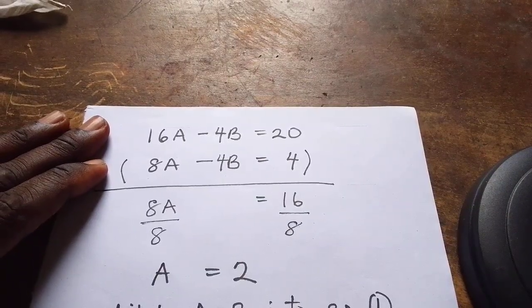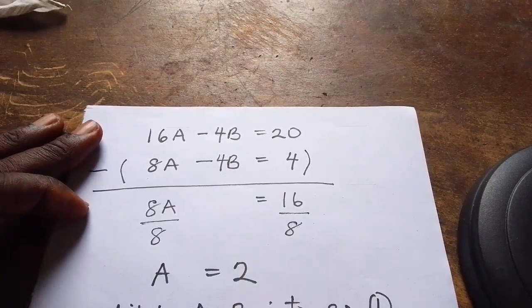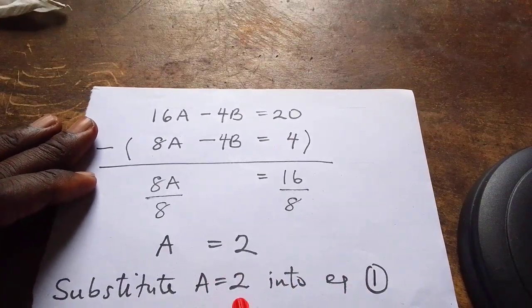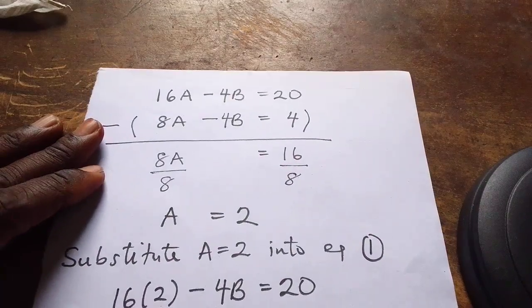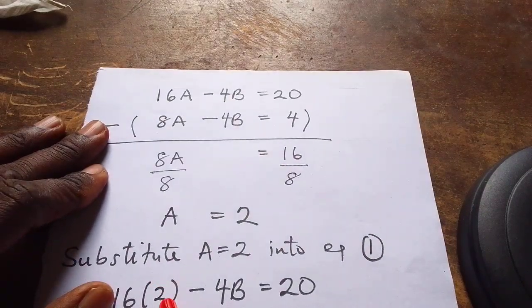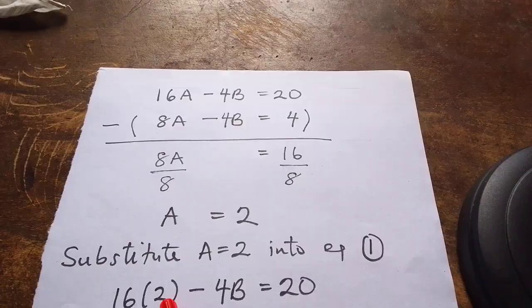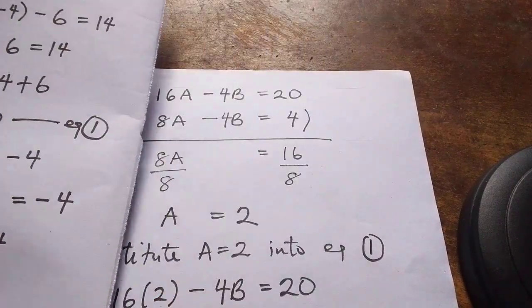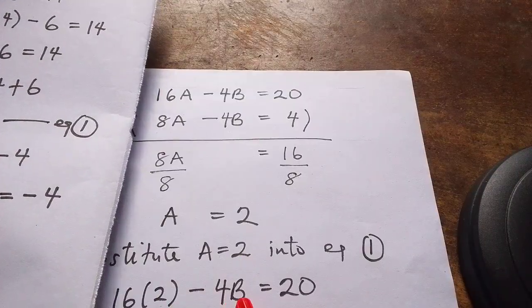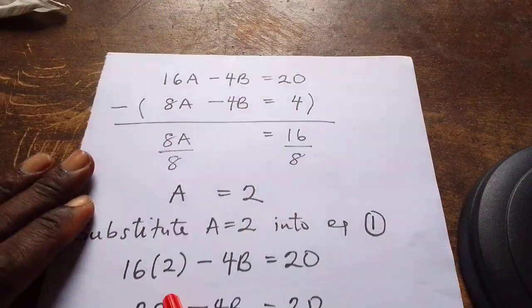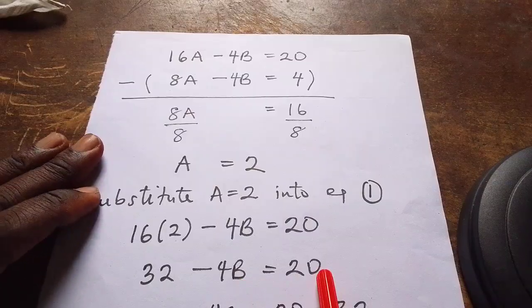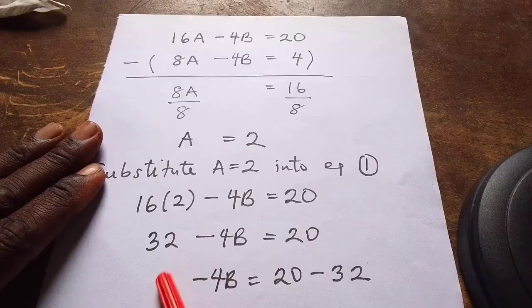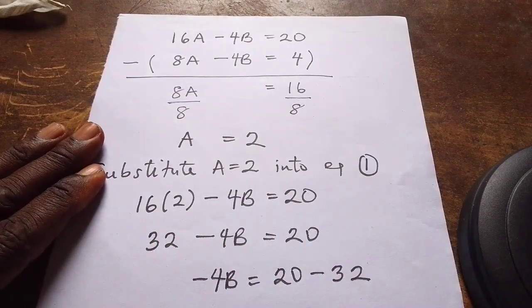If a equals 2, then you now substitute a equals 2 into any of the equations. Let's say into equation 1. So substitute a equals 2 into equation 1. This is my equation 1: 16a minus 4b is equal to 20. So 16 times bracket 2, since a is 2, minus 4b is equal to 20. 16 times 2 will give me 32, minus 4b is equal to 20. So minus 4b will now be equal to 20. This plus 32, when it comes here, now turns to minus 32.